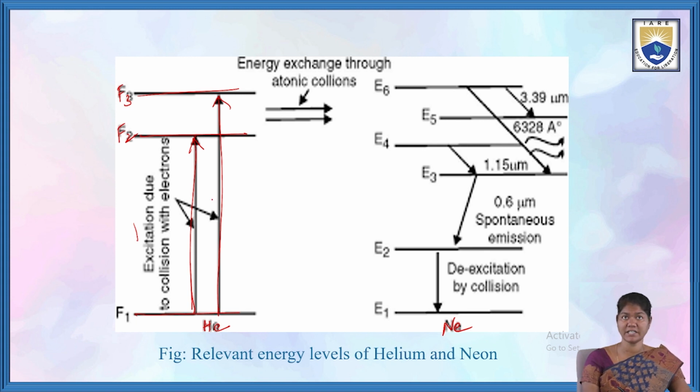Now, this excited helium atoms collides with the neon atoms, which are nearly having the same energy levels as the helium excited energy levels F2 and F3. So energy exchange takes place through atomic collisions between helium and neon atoms. So here inelastic collisions take place between the helium atoms and neon atoms.